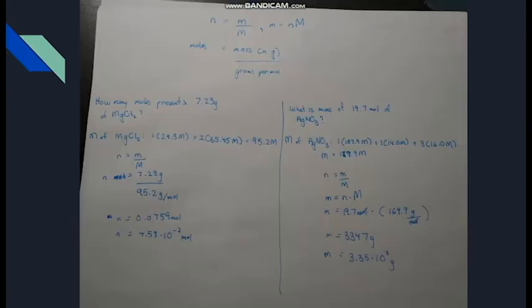Now taking a look at some simple examples, again, the equation for this is the number of moles is going to be equal to the mass divided by the molar mass. Also, if we rearrange this, the mass is going to be equal to the number of moles multiplied by the molar mass. Again, moles is going to be mass in grams divided by grams per mole, the molar mass. These two examples, after taking a quick look, how many moles are present in 7.23 grams of magnesium chloride?